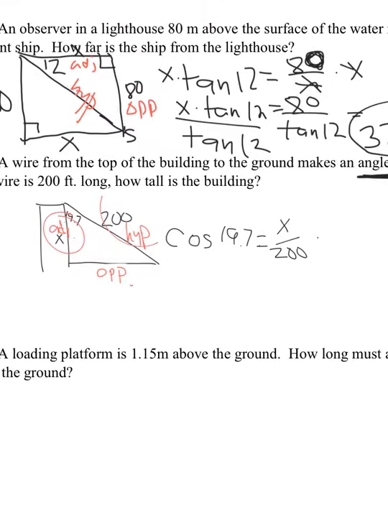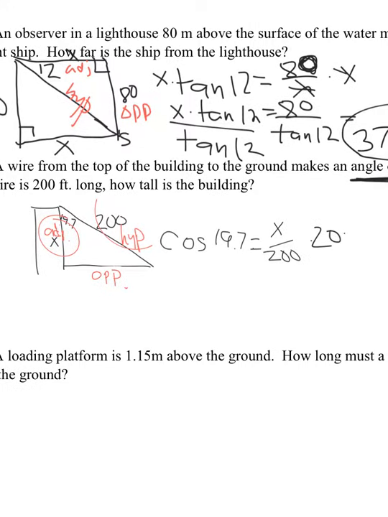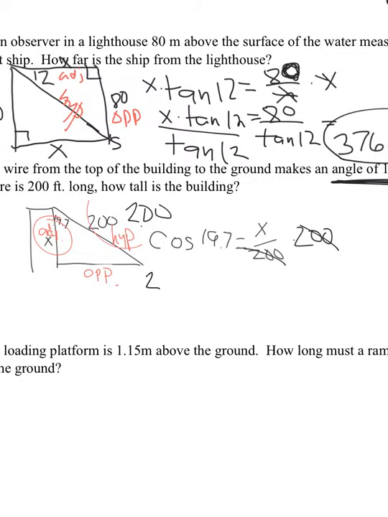Let's scroll down a bit. Times 200, times 200, and you get 200 times cosine 19.7. 200 times cosine 19.7 is 188.294. And that is feet.